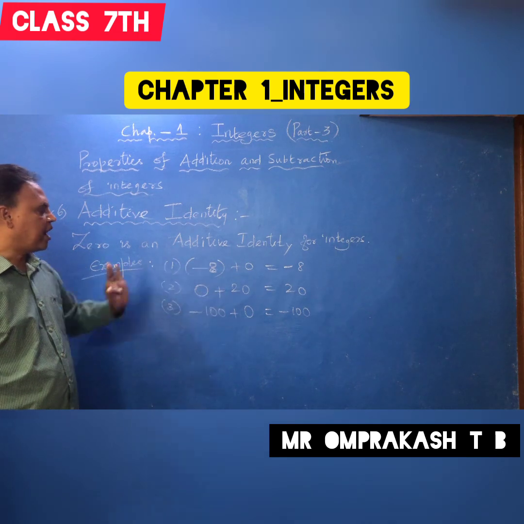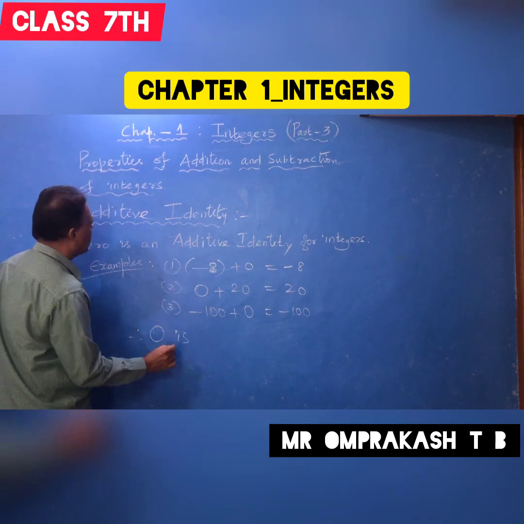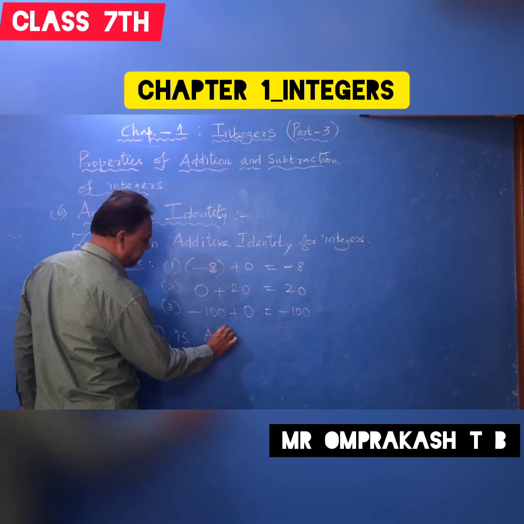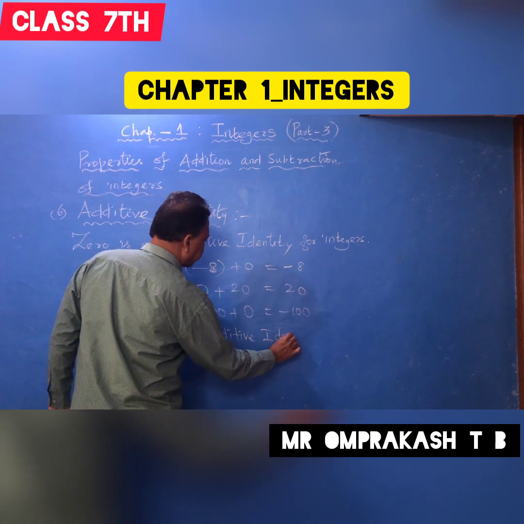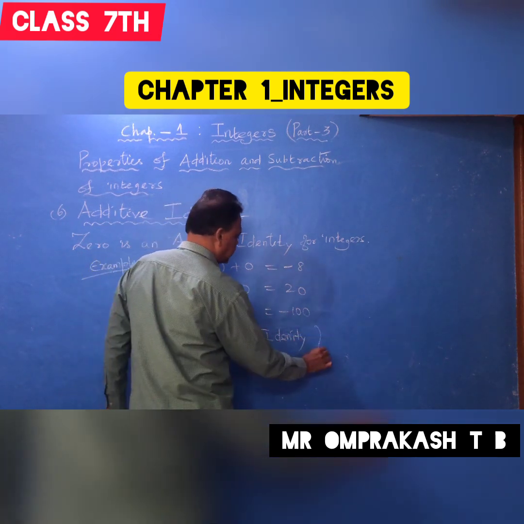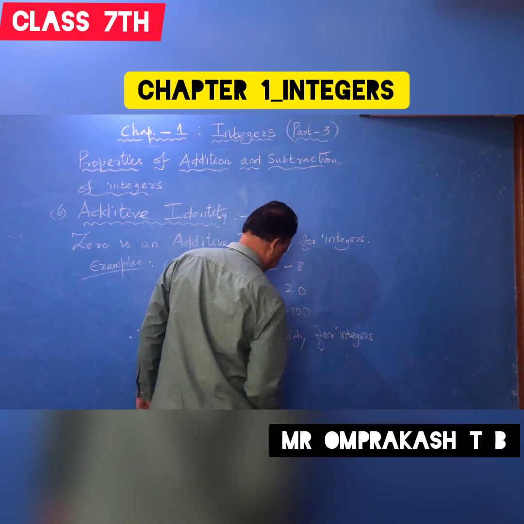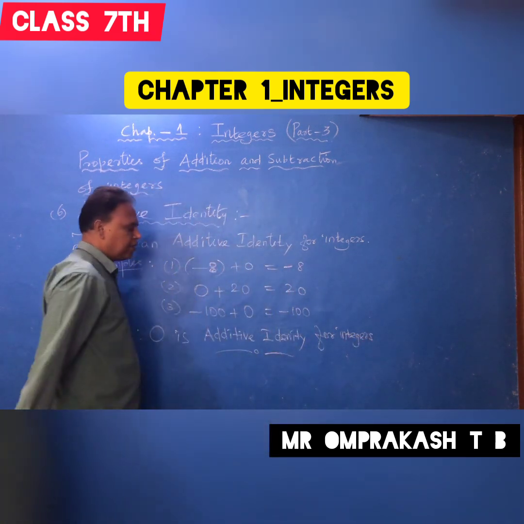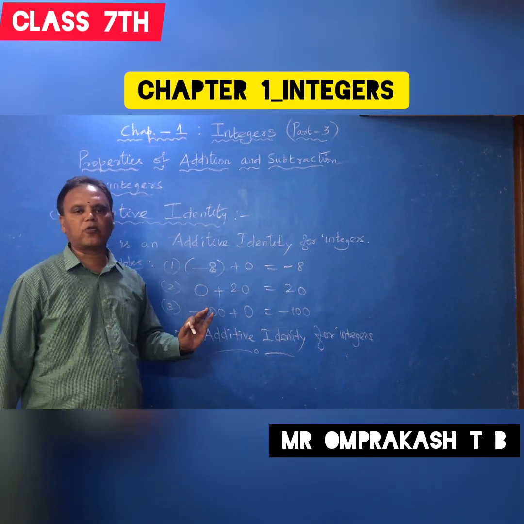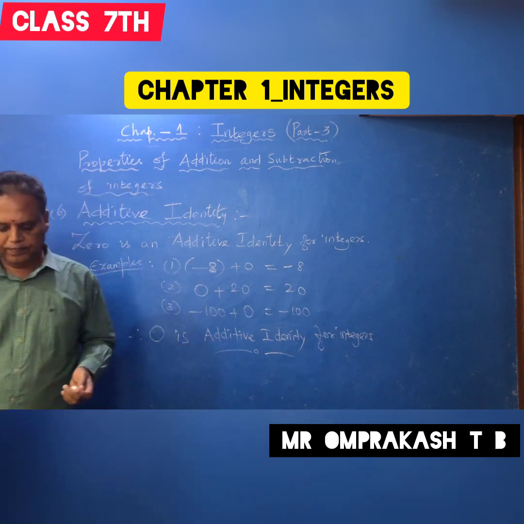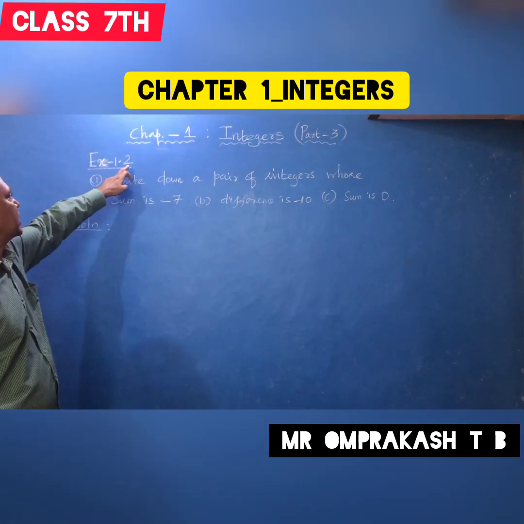Here 0 is additive identity. Therefore, 0 is additive identity for integers. Okay. So far we have seen 6 properties. Using these properties, we are going to do some problems. Okay. So next we will see exercise problems.